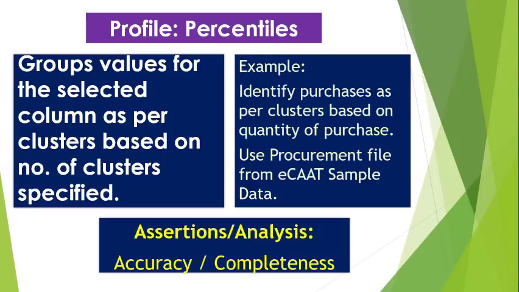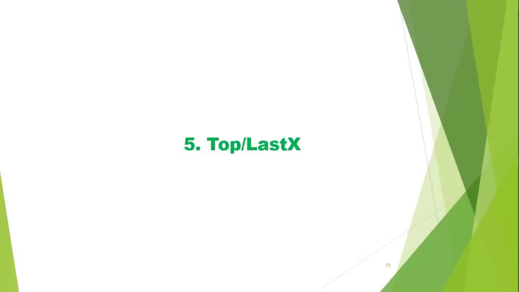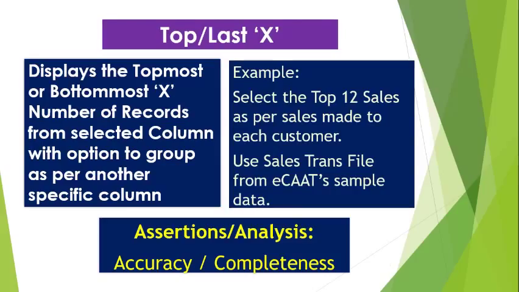Let's go to the next function, which is the top LastX. This is also available in Excel, but you find we have got much more features than what is built in Excel. So the function is very simple. It displays the topmost or bottommost X number of records from the selected column with the option to group as per another specific column. For example, I would like to select the top 12 sales as per the sales made to each of the customers. I'm going to use the sales trans file once again. Using this, I can perform analysis and also use it for verifying the accuracy and completeness of the data.